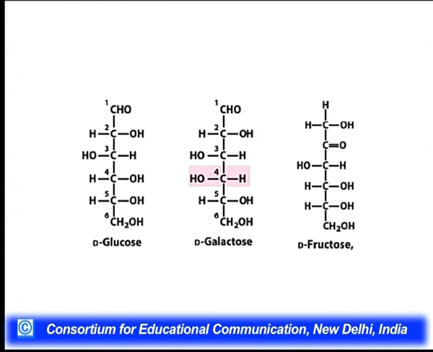So what we find is that for glucose, galactose and fructose, we have the same molecular formula, but the arrangement of atoms in the molecule in space is different. That is, if I talk of D-glucose and D-fructose, they are functional isomers, whereas when I talk of D-galactose and D-glucose, these are diastereomers.